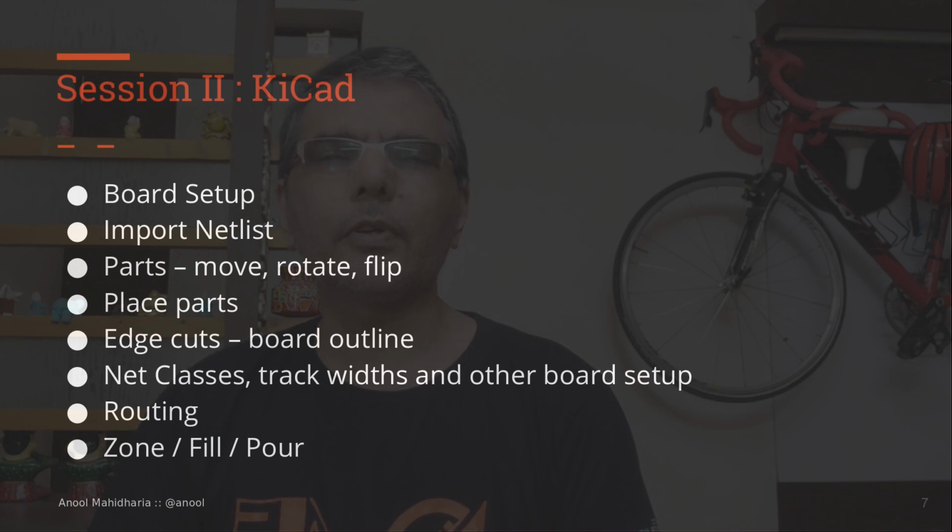Once we have the parts, we'll figure out how to move them, how to rotate them, how to flip them. And once all the parts are placed, we can then add a board outline or an edge cut layer. With that done, we can then assign net classes and set track widths for the different nets that the board will be using.